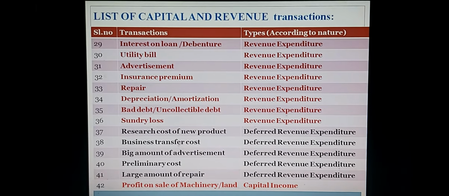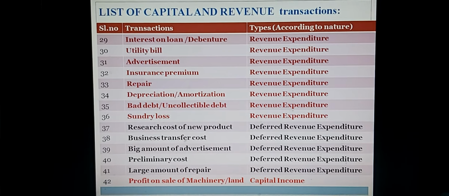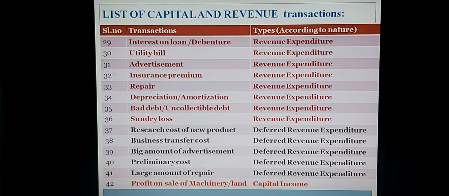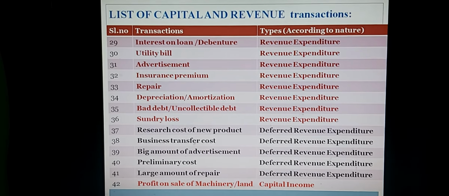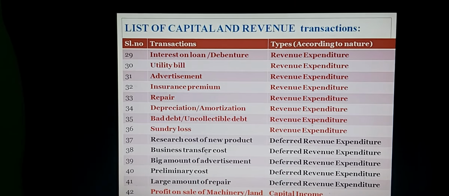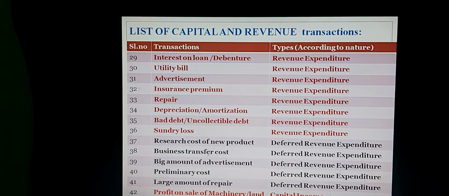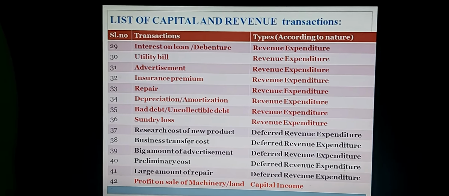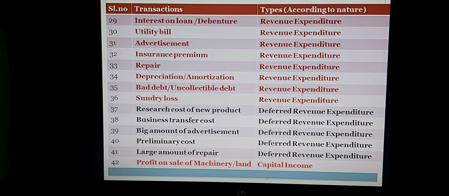Okay, next one, number 31, advertisement, insurance premium, repair expenses. These items are also revenue expenditure because they are very regular items with short-term benefit, and a small amount of money is related to these transactions.